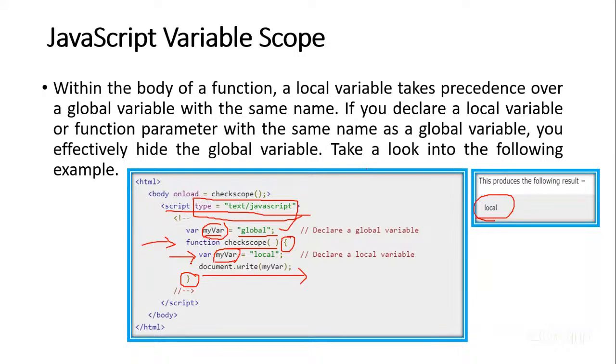If you write the same document.write statement outside of the function, after the closing of this function, anywhere you write it, you will get the output global. I think the concept is clear.